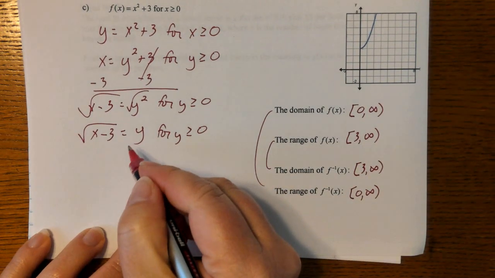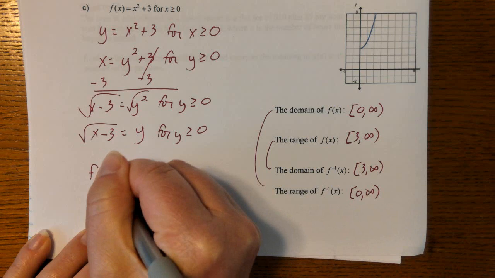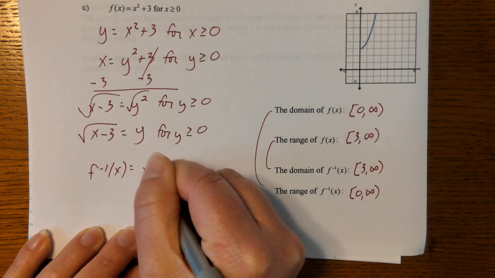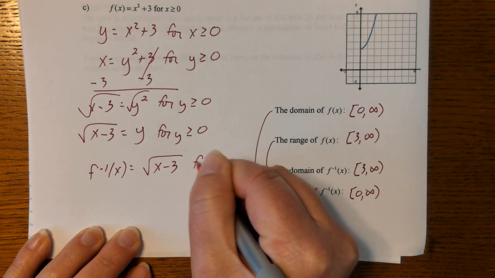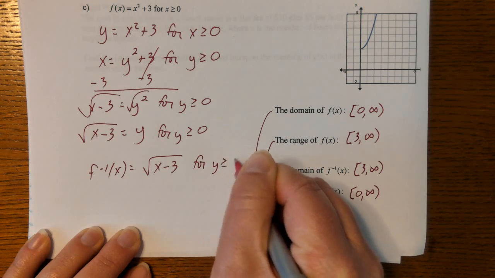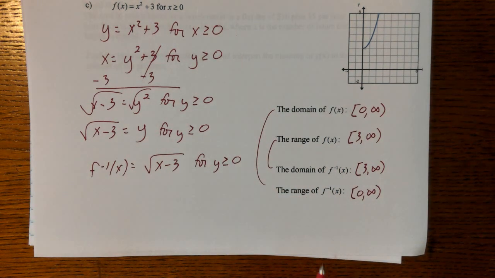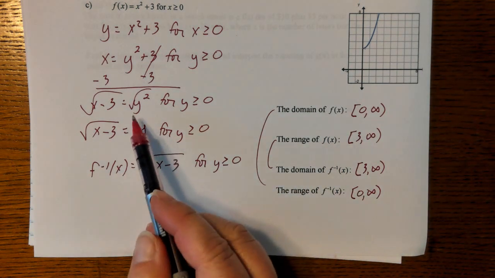And then we probably want to, instead of y, use the f inverse symbol. So f inverse of x equals the square root of x minus 3, for y greater than or equal to 0. Okay, now one comment I want to make about that. I took a square root.